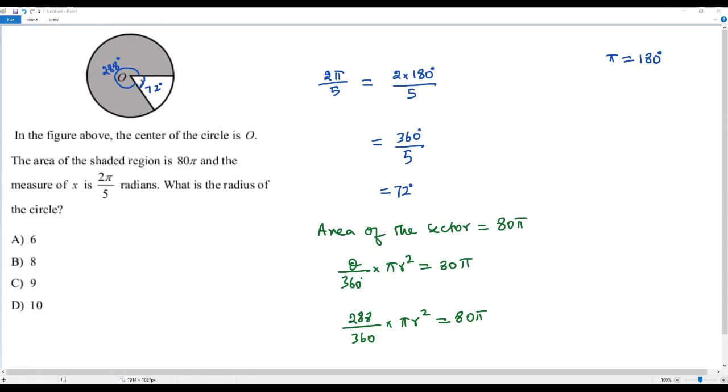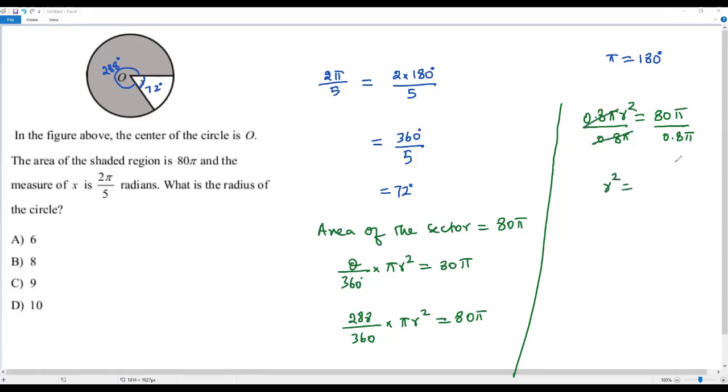Now we can divide 288 by 360. When I do so, I am getting 0.8. So 0.8 pi r squared equals 80 pi. Now let me divide both sides by 0.8 pi to solve for r, because our aim is to find the radius. Actually, this r represents the radius. So the 0.8 pi cancels out. Then r squared equals, the pi cancels out, so when I divide 80 by 0.8, I am getting 100 on the right side.